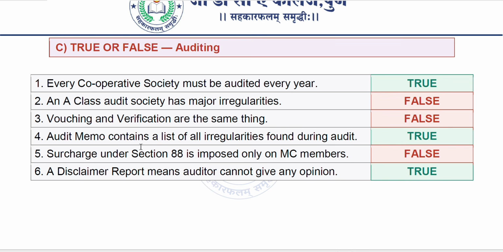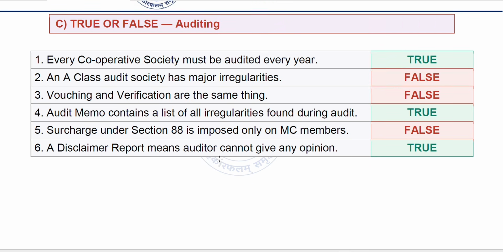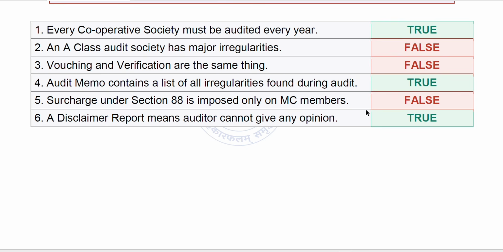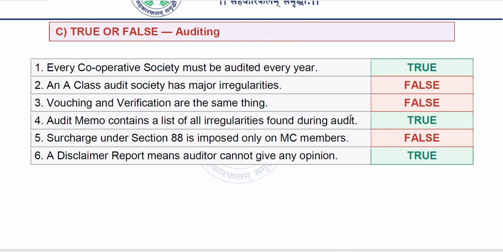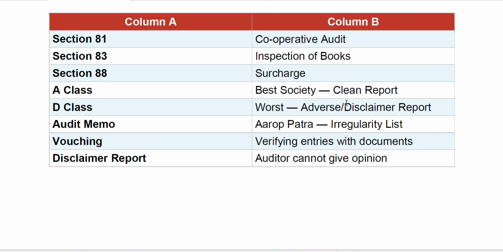True. Surcharge under section 88 is imposed only on the MC members, that is managing committee members. False. A disclaimer report means audit cannot give any opinion. It is true. You should not mention true only. Okay, so you should give reason as well. So every time true or false comes with valid reason. So you should write reason wherever it is asked, true or false.